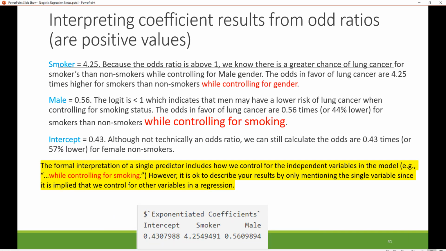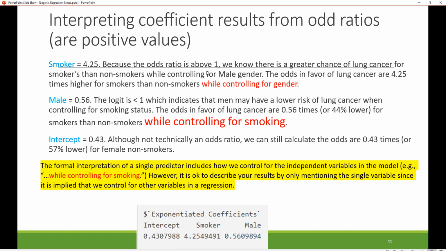And this is how we can interpret coefficient results from odds ratios. It's important to note that these are positive values. For smokers, that odds ratio is 4.25, because, and this is what we see on the bottom left side, towards the bottom in this gray output of exponentiated coefficients, our smoker value is 4.25.